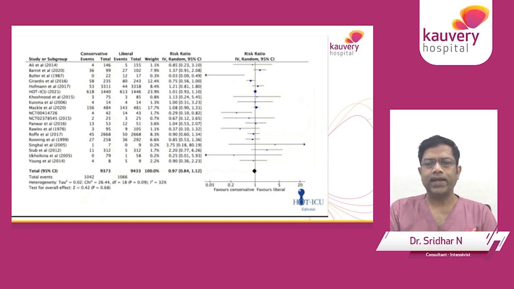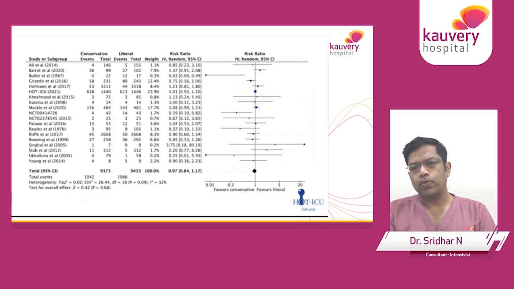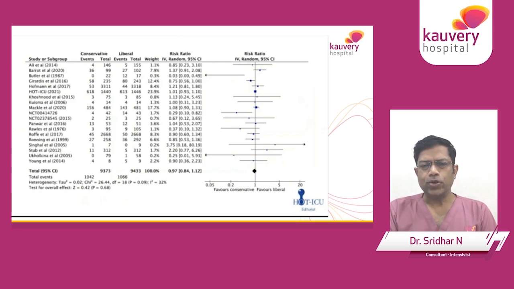In the HOT-ICU trial, on average, the saturations for the people in the conservative group was about 92, whereas in the liberal group it was 96, 97. So 92% we're all quite comfortable with. I think if we are giving oxygen, we should aim for a saturation of 90%. If the patient is not on oxygen and the saturation is 95, 96, so be it.